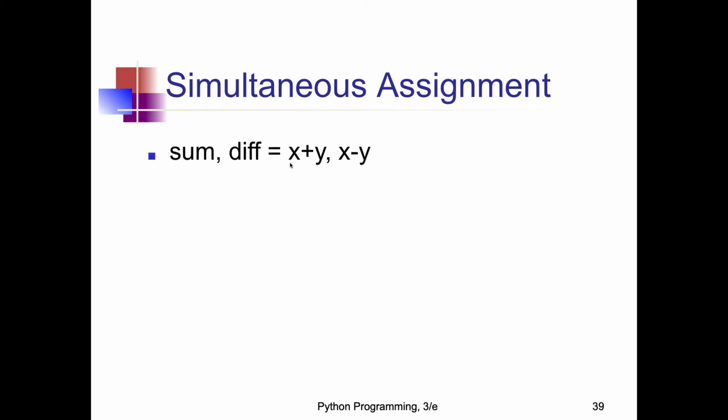Okay, here's an example. So imagine we have a variable called x and a variable called y. We can have two expressions here. This will evaluate to x plus y. This will evaluate to x minus y, and they will both be simultaneously assigned to sum and diff.